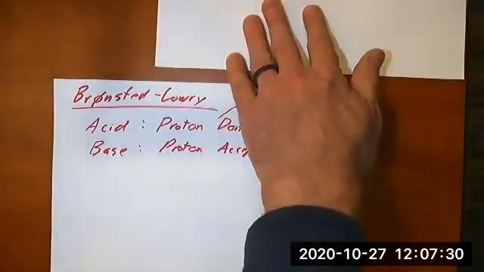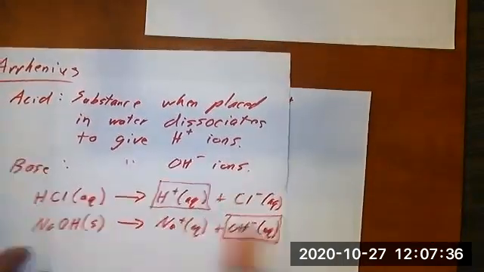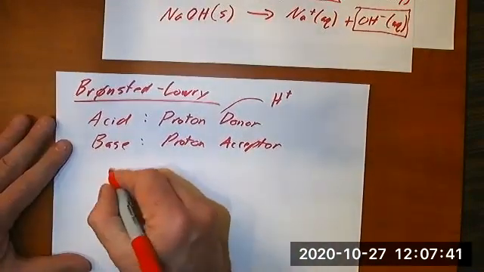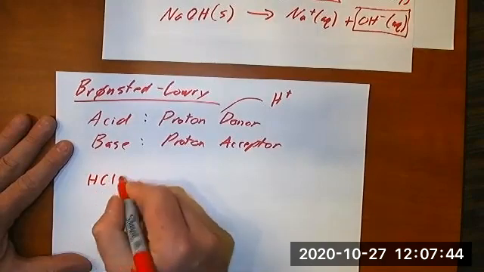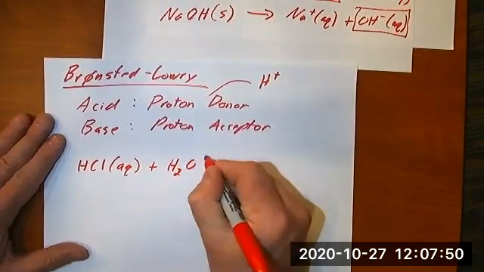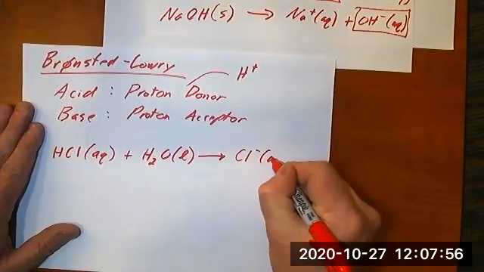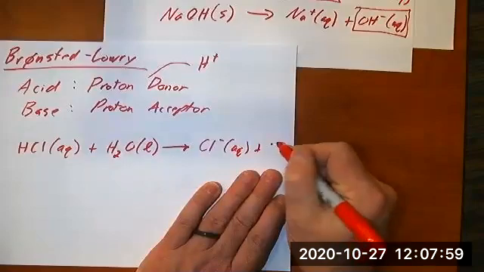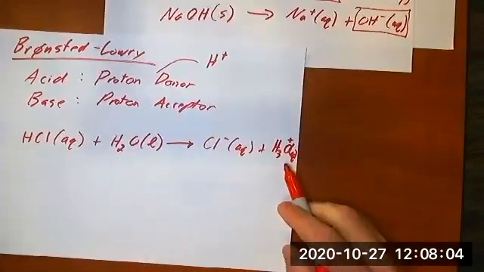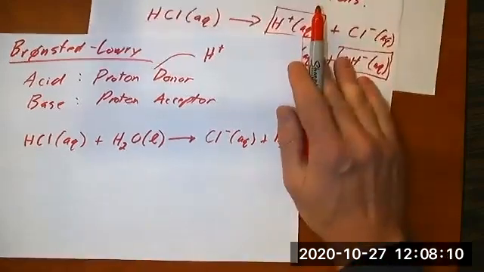So let's take a look at the example we looked at before, the hydrochloric acid, and see what exactly is going on in the Bronsted-Lowry definition. What is happening is that we have HCl, aqueous, and it is interacting with water to form the Cl minus aqueous ion and the hydronium ion aqueous. Now, let's think about this for a moment. Why did I draw it differently than I did up here?